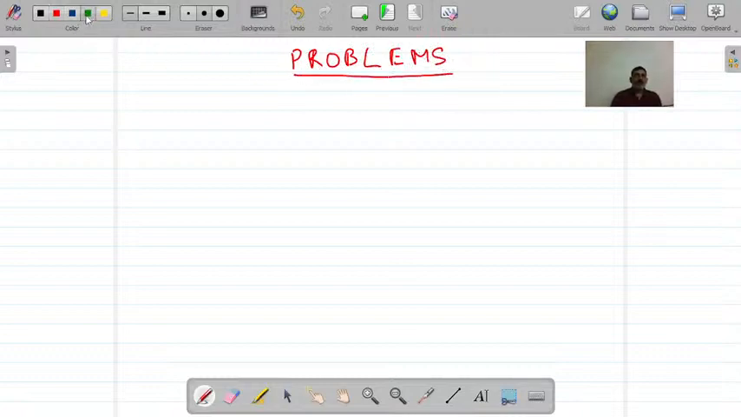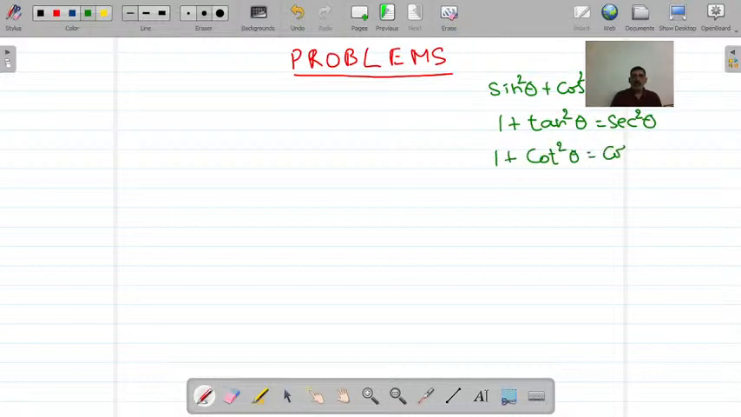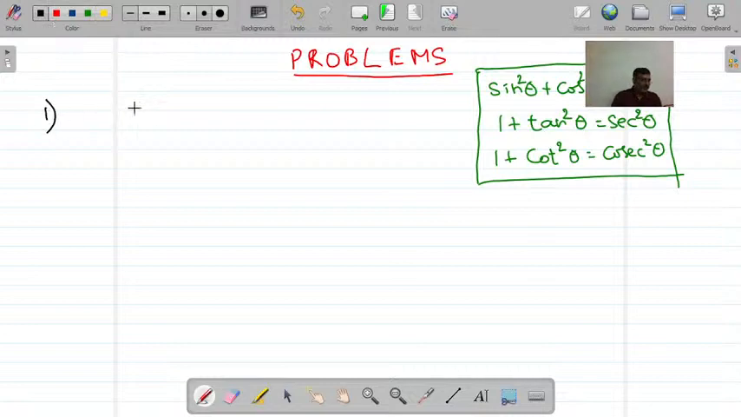What are the three identities? The first one is sin square theta plus cos square theta is equal to 1. The next one is 1 plus tan square theta is equal to secant square theta. The third one is 1 plus cot square theta equal to cosecant square theta. These are the three identities. We make use of these identities for solving the problems. Now the first problem is given like this.